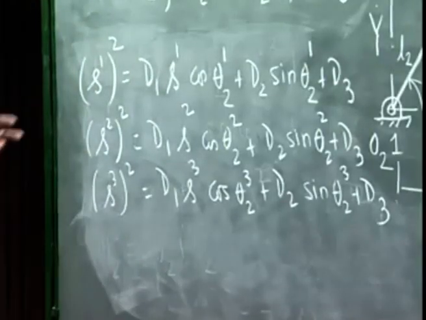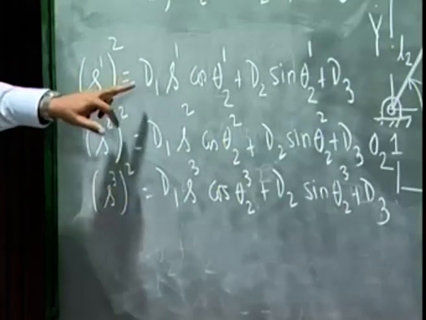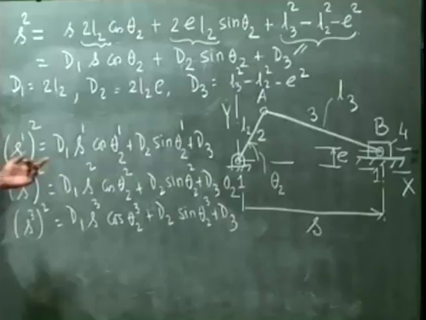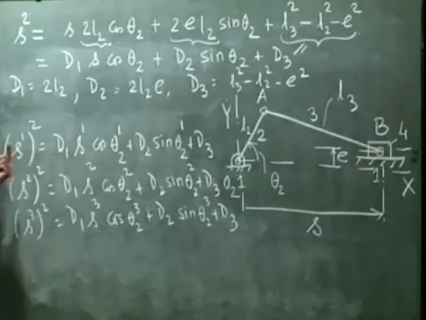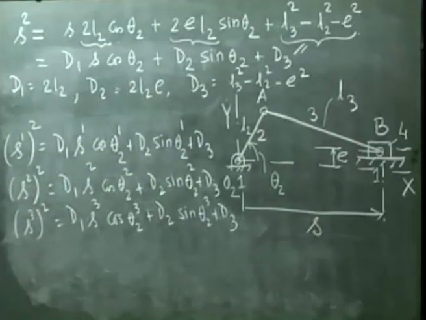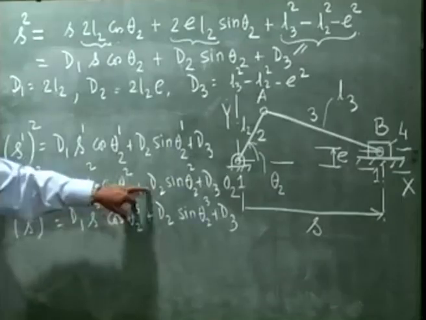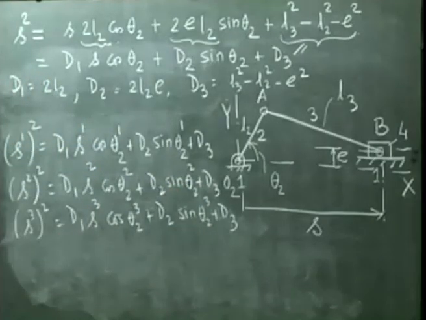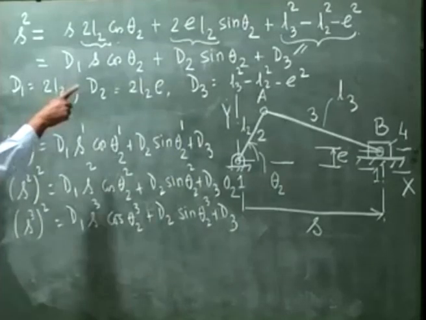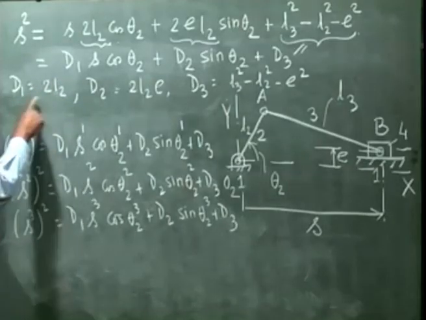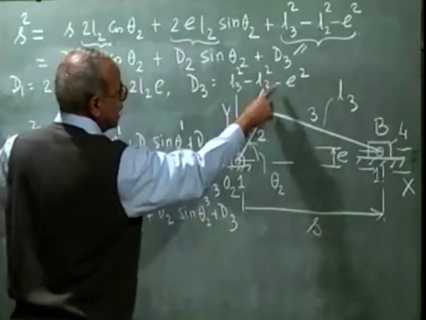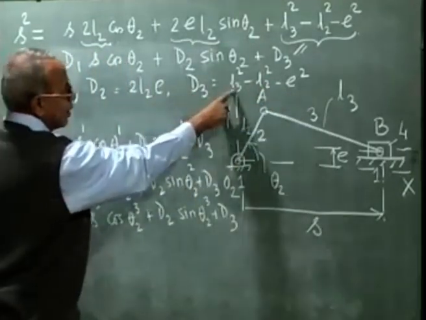So, we get a set of 3 linear equations in 3 unknowns, namely d1, d2 and d3, which can be easily solved, because we have already obtained theta 2 1 S1, we plug it in, I get a linear equation in d1, d2, d3. Same way I get 2 more linear equations involving the same set of unknowns. So, we can solve for d1, d2, d3, and once I get d1, I get the crank length L2. Once I know d2 and also the crank length L2, I can find the offset E from d2, and once I know both L2 and E, from d3 I can obtain L3.